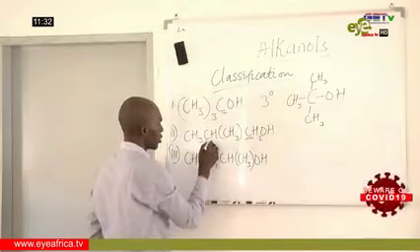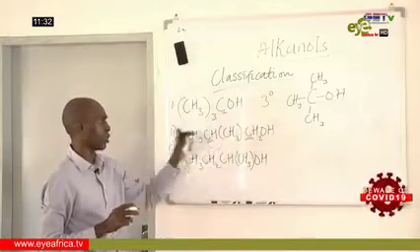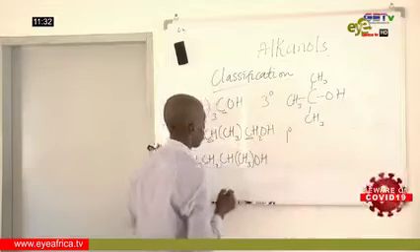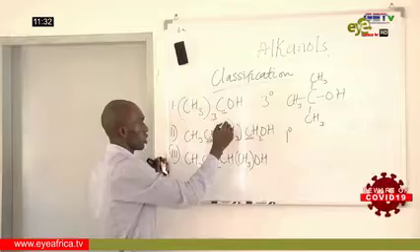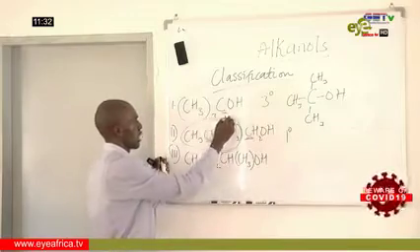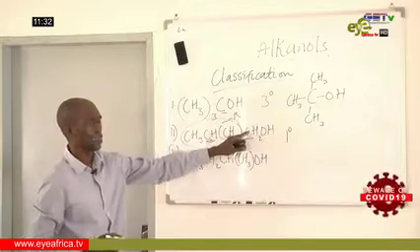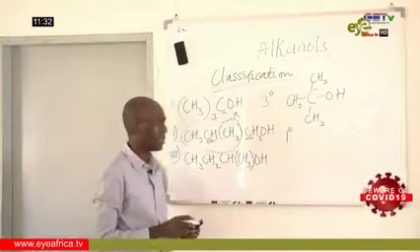This is the only carbon that is bonded to the carbon that bears the functional group. So therefore, this is called a primary alcohol. Why? Because we have only one R group attached to the carbon that bears the functional group, that is the OH. So this is referred to as a primary alcohol.